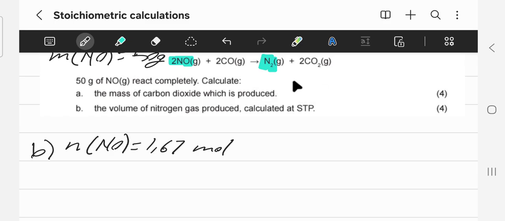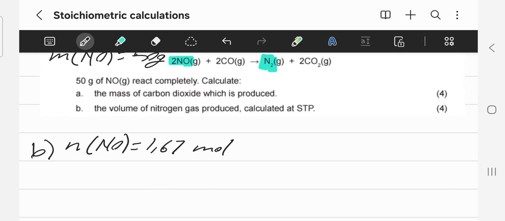And why are we looking for the number of moles? It's because they are saying we have to calculate the volume of nitrogen gas produced, calculated at STP. So this means we have to use the formula n is equal to V over Vm. But for us to find this volume, we need to have n, the number of moles of nitrogen. We don't have it, that's why we are finding it using ratios. I hope you get that.